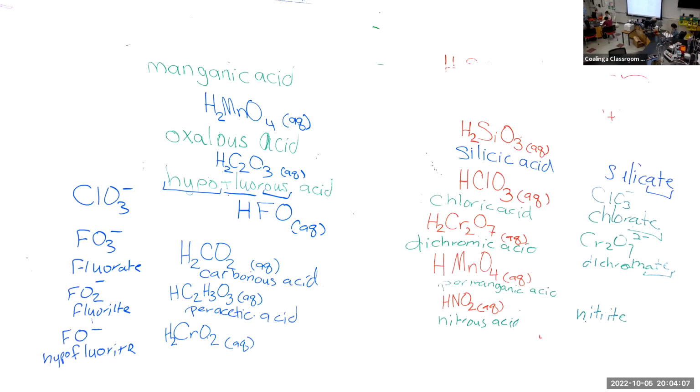O2, right? Don't we have an extra oxygen? So if we add an extra oxygen, that makes it hypo, right? So we say per. Remember that?